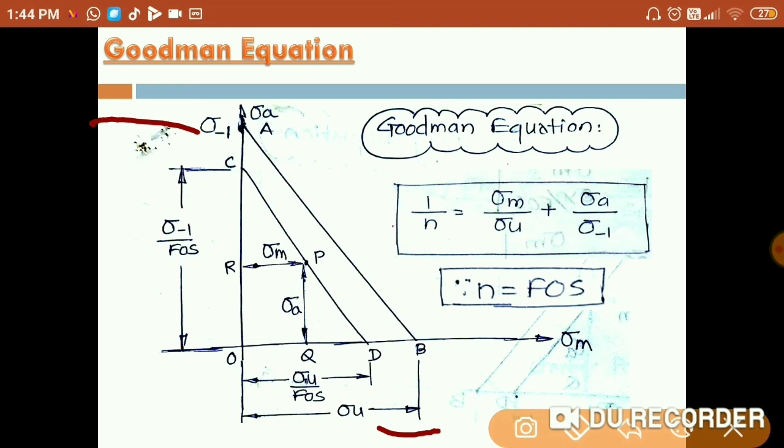A Goodman line is used when the design is based on ultimate strength and may be used for ductile or brittle material. This line is most commonly used. The line AB connecting endurance limit and ultimate stress is called Goodman's failure stress line. If a suitable factor of safety is applied to endurance limit and ultimate strength, the safe stress line CD may be drawn parallel to line AB, as you can see here.